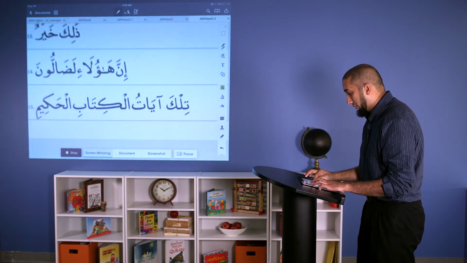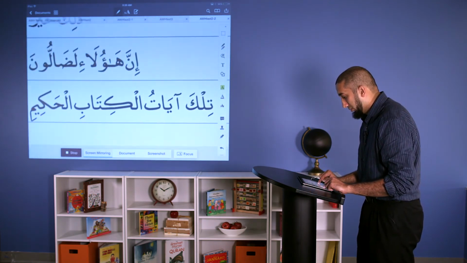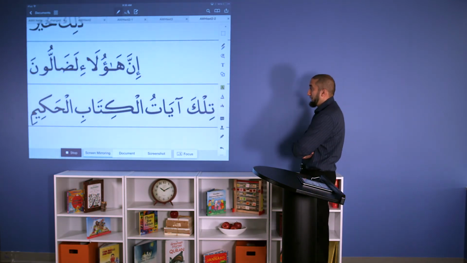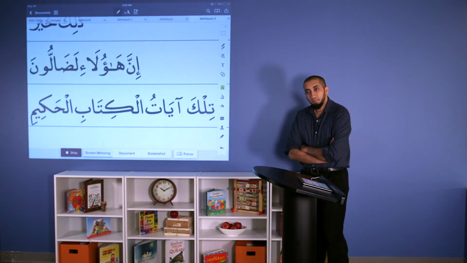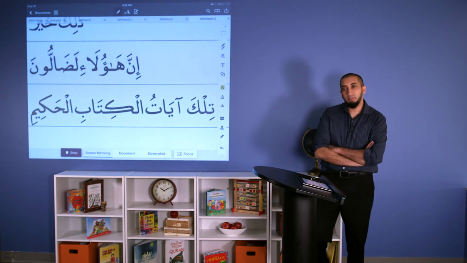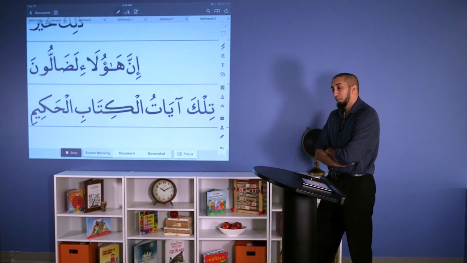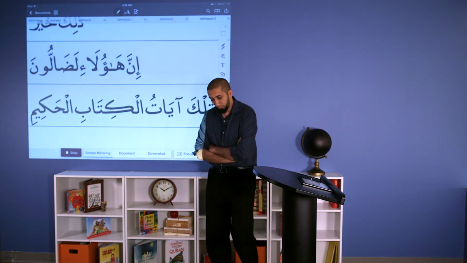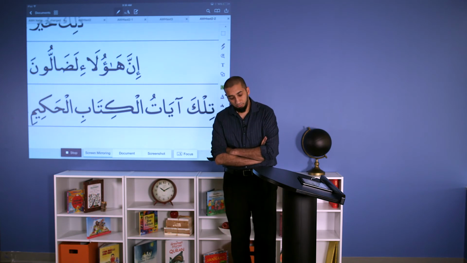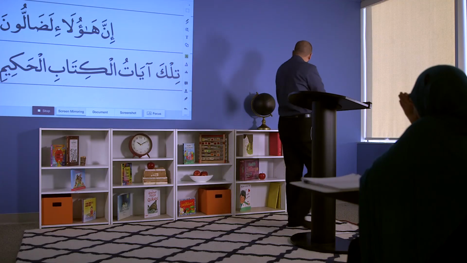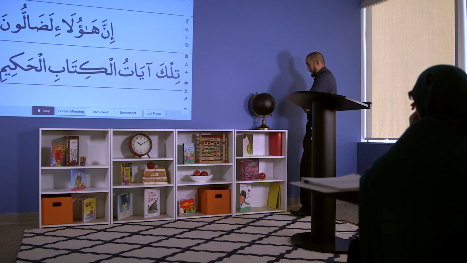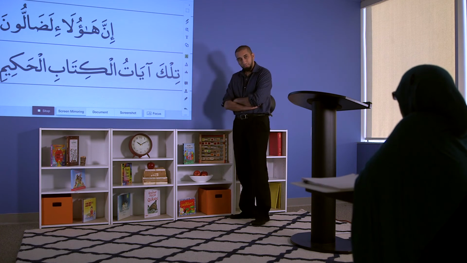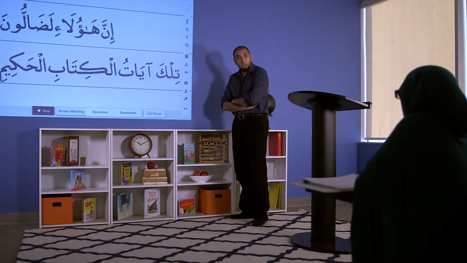تلك آيات الكتاب الحكيم. Tilka ayatul kitab al-hakimi is a sentence. Yes? So you know what Hakim means? Wise. Yes, right? Okay. Tilka is that. No, it's those. Good. Because ayatu is a broken plural. Ayat is a broken plural.